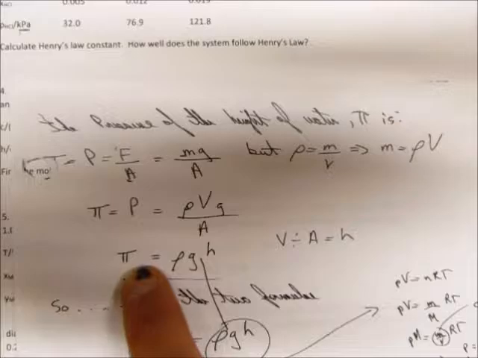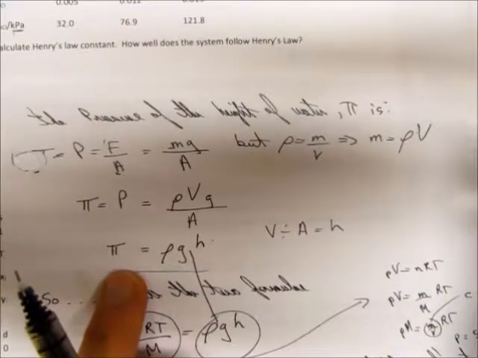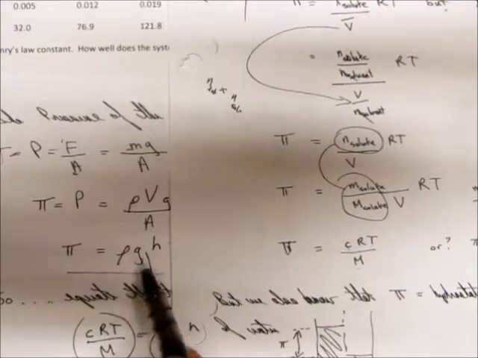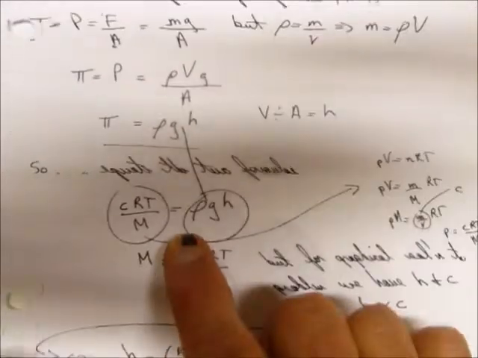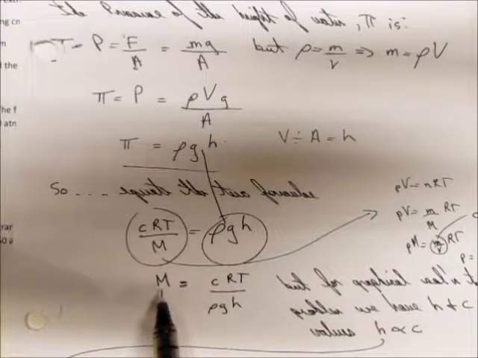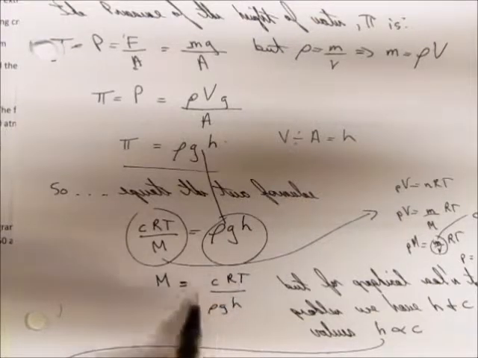So we have osmotic pressure equaling this, but it also equals this. So set these two equal. Now you've got, let's isolate molar mass. So one way to calculate molar mass, if you had it, was this way.